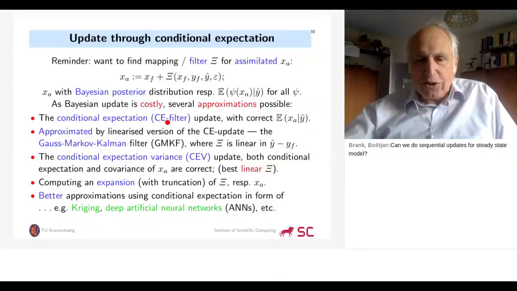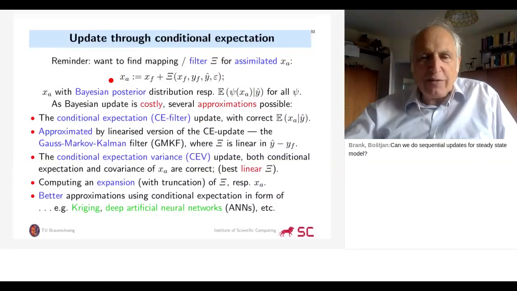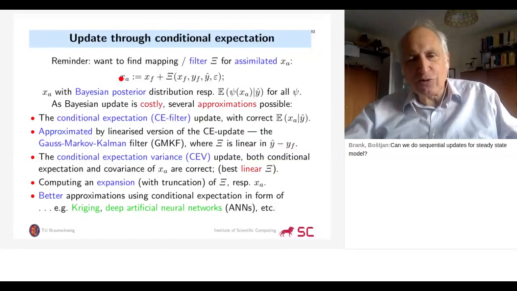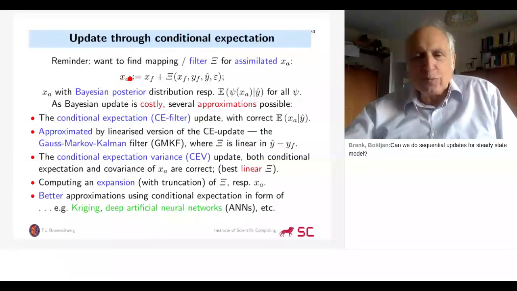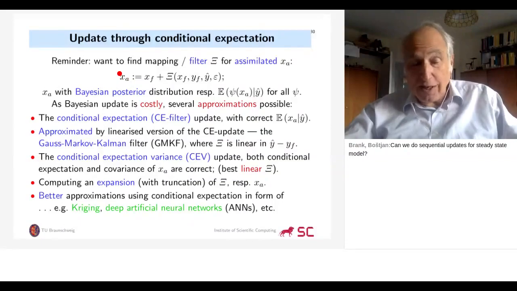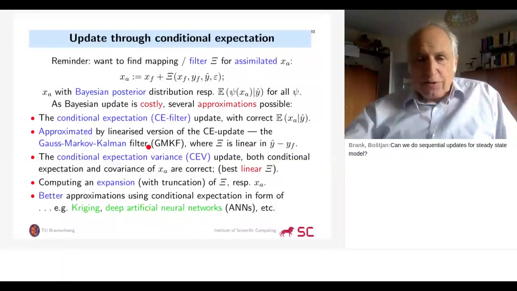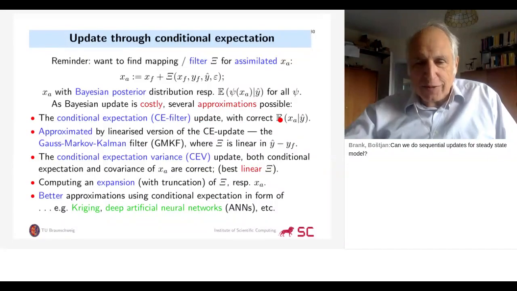So there's something which I call the conditional expectation filter. We just make an update so that XA has the correct conditional expectation. For instance, for steering a plane, this would be the most important thing, because this is what you're going to use to set your new controls. Okay, you don't need a distribution, you just need one value to say, this is what I want to achieve. Okay, good. It turns out that this is already difficult because the correct conditional expectation is difficult to compute.